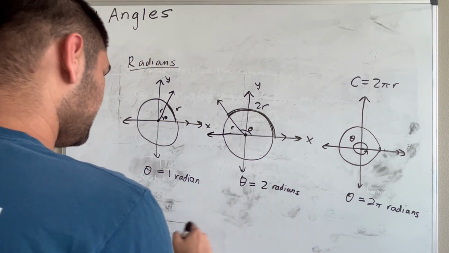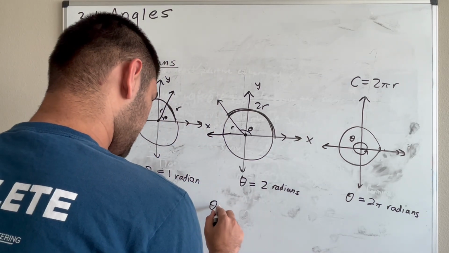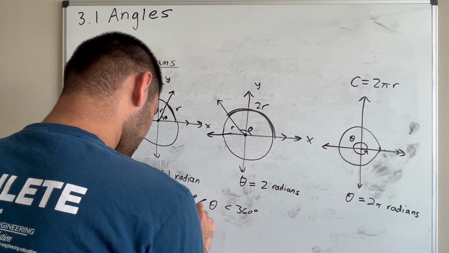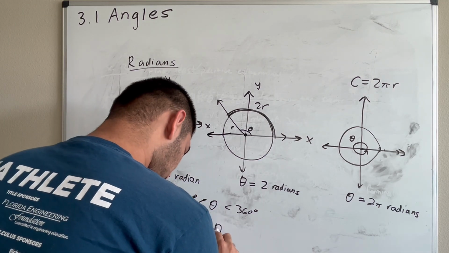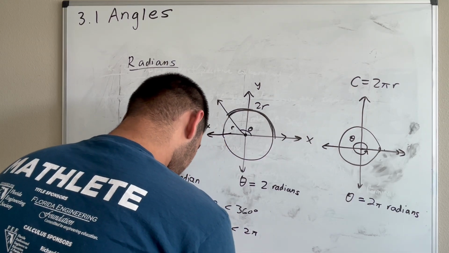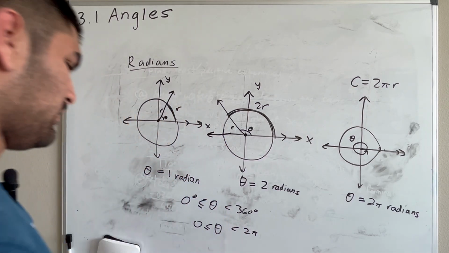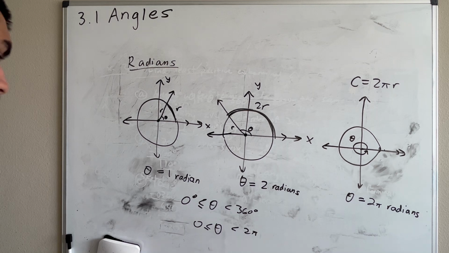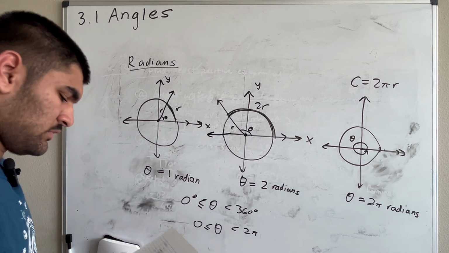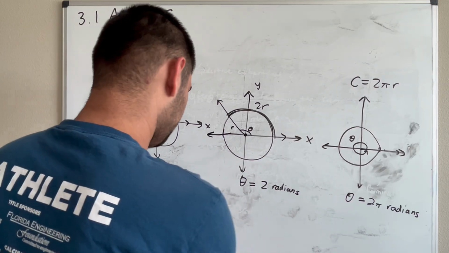So remember for degrees, theta had to be between 360 degrees and 0 degrees. For radians, theta has to be between 2 pi radians and 0 radians. Alright? So that's basically radians. There's another way of measuring angles. Alright? Cool.